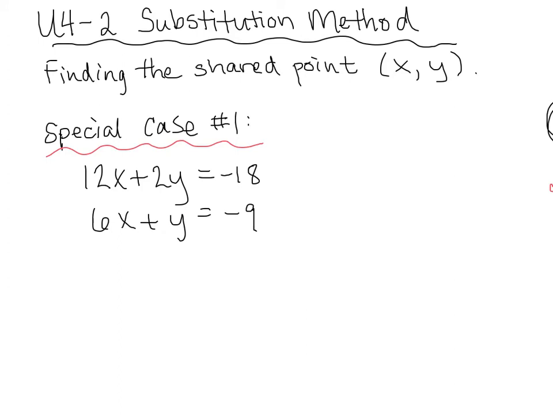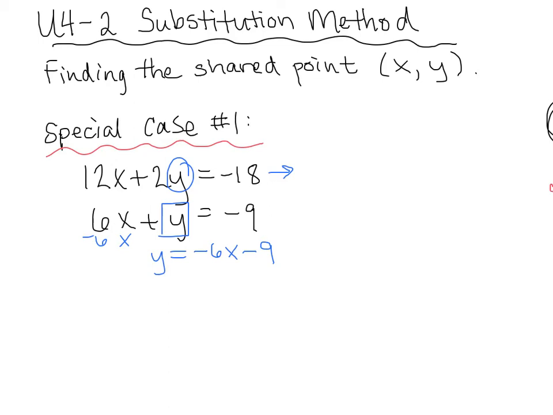Now there are 2 special case scenarios when we're solving, okay? One of the special case scenarios will be demonstrated here. So let's look at 12x plus 2y equals negative 18, and 6x plus y equals negative 9. So here I would definitely choose this positive 1y to get by itself. So after subtracting that 6x from both sides, I get y equals negative 6x minus 9. And I'm going to substitute that in for y in the top equation.